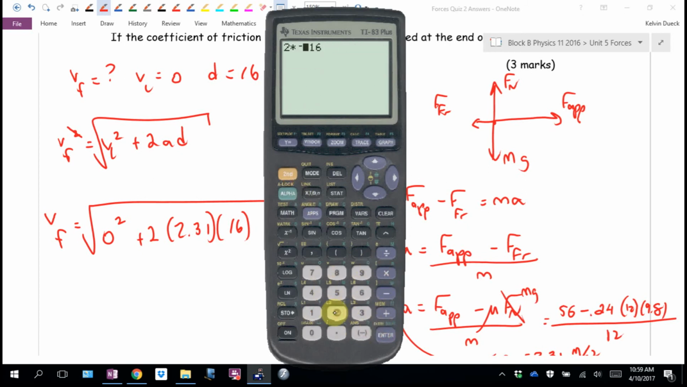Let's try that again. 2 times answer button times 16. Yes, yes. Square root of that. You get 8.6? Woohoo!